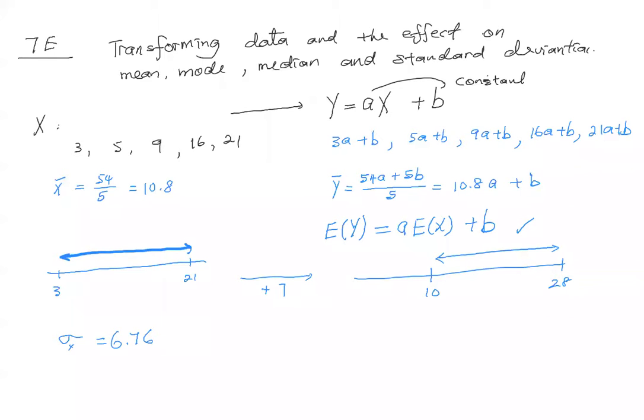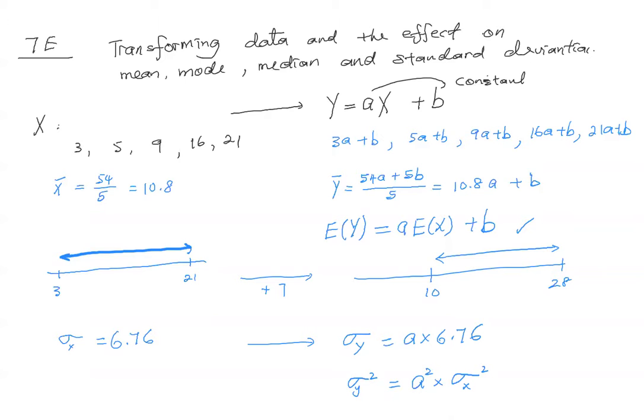So when it becomes Y, only multiplying will affect it. The standard deviation of Y will be equal to A times 6.76. Understand? But the variance of Y, because variance is standard deviation squared, will be A squared times the variance of X. So this is the transformation that you have to remember.